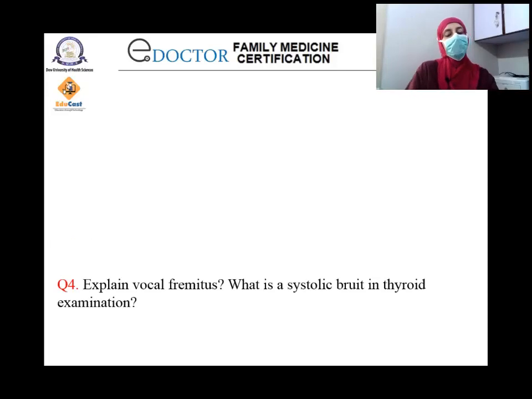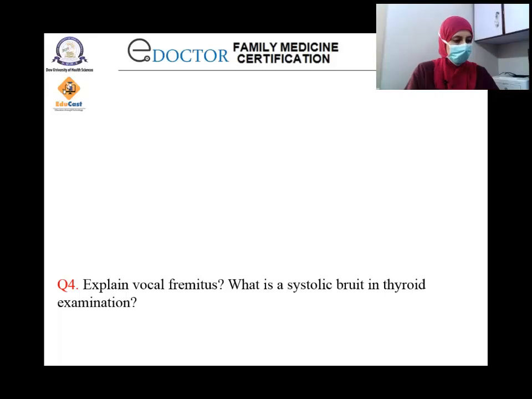Now, explain vocal fremitus. What is a systolic bruit in thyroid examination? So, vocal fremitus is basically the same, we can say, as vocal resonance. When it is checked by palpating or by using the hand, this is called vocal fremitus. When it is checked by auscultating with the help of a stethoscope, it is called vocal resonance. So basically, vocal fremitus is the vibration that is transmitted through the chest wall. It is an assessment of the density of the lung tissue, checked by the intensity of vibration that is felt on the chest wall externally.